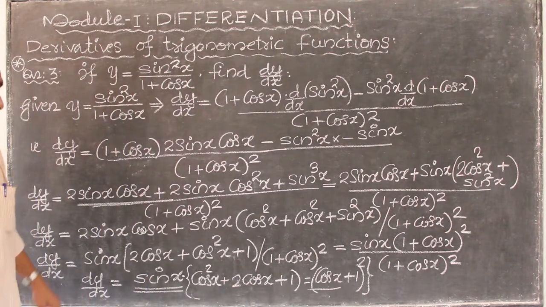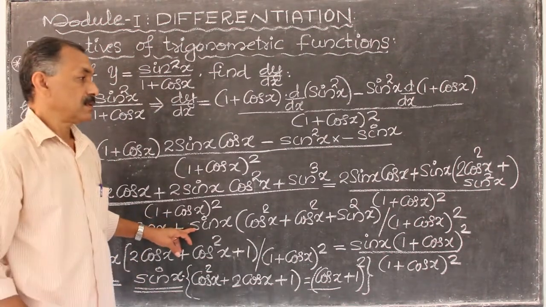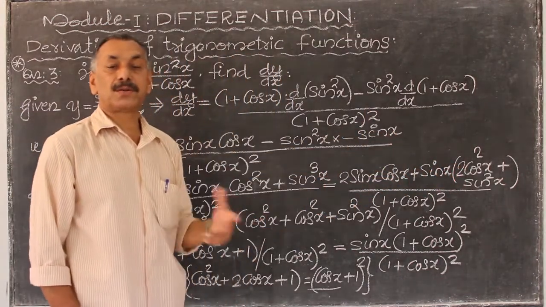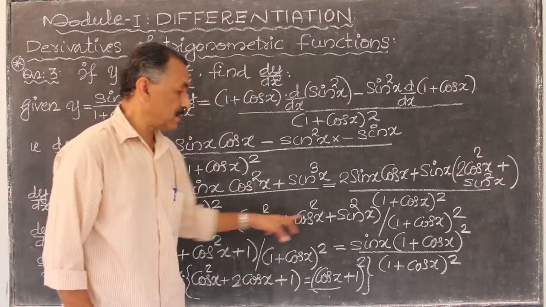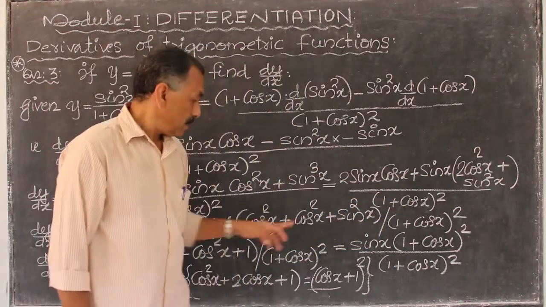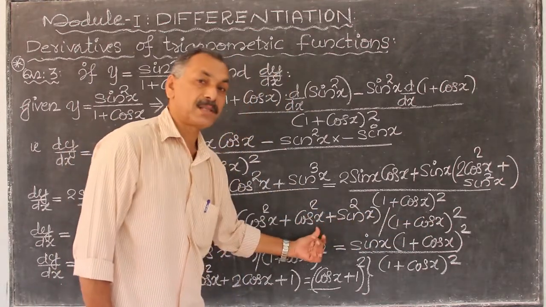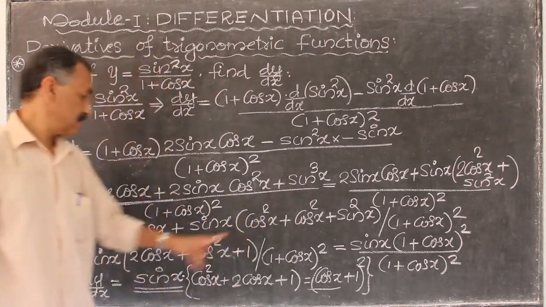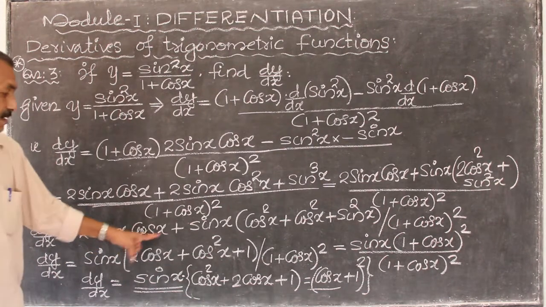That is 2 sin x cos x plus sin x into 2 cos square x plus sin square x. Here 2 cos square x is cos square x plus cos square x, so it is cos square x plus cos square x plus sin square x, divided by 1 plus cos x whole square. Cos square x plus sin square x is equal to 1, so this term is equal to 1 plus cos square x. That is dy by dx is equal to 2 sin x cos x plus sin x into 1 plus cos square x.